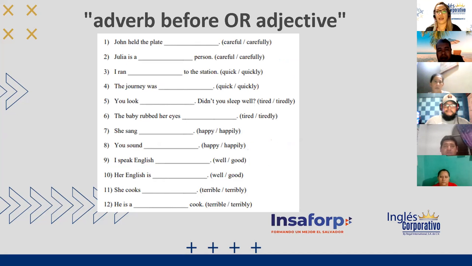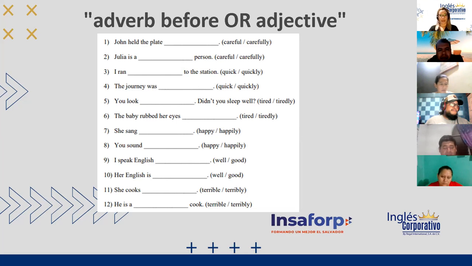All right, so adverb or adjective? Let's see. We have the adverb and the adjective, but what am I going to use for sentence number one? It says, John held the plate. What does that mean, held, teacher? Sostener. Ah, okay. It's the past of the verb hold. Irregular. Okay, so what do I need here? Careful or carefully? Carefully. And remember that they answer a question. How? Carefully. So that can help too.